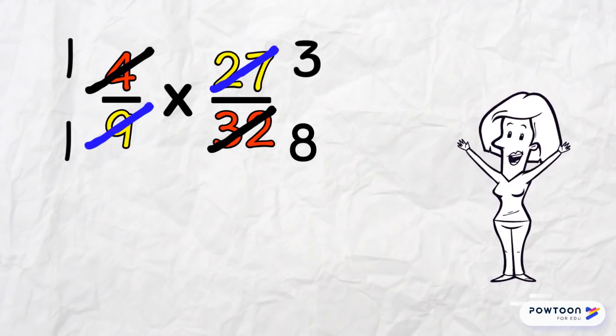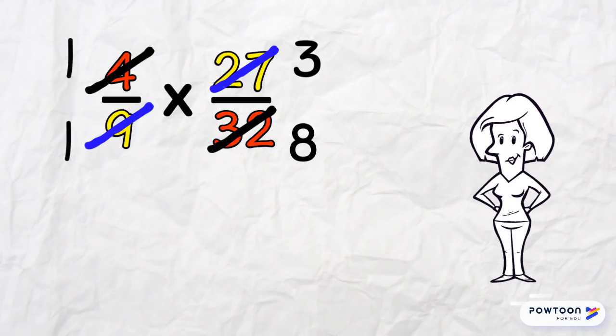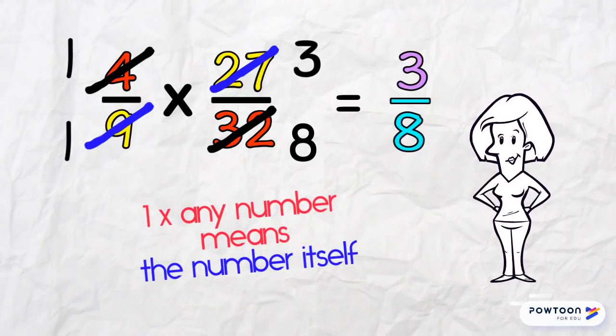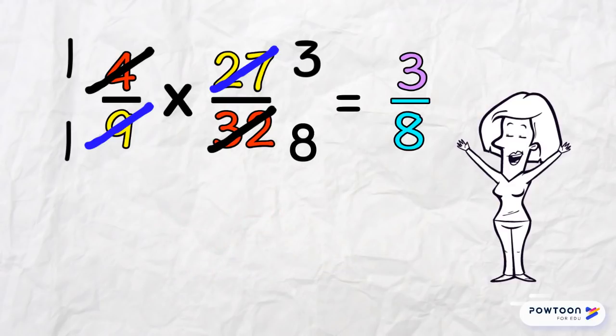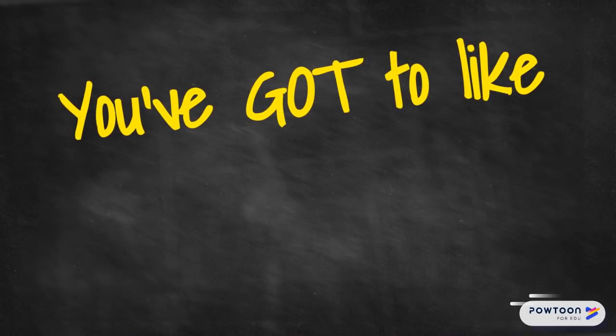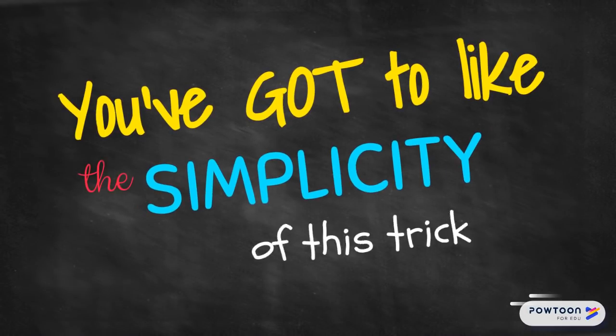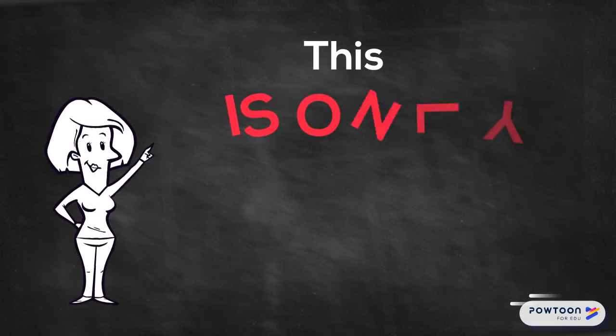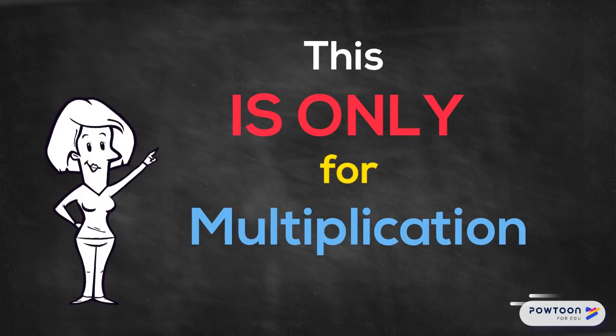Now that looks so much better, doesn't it? 1 times any number means the number itself. We've got 3 8's. Fantastic! You've got to like the simplicity of this trick. Please note though that this is only for multiplication.